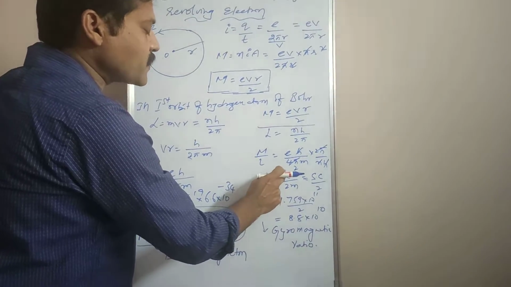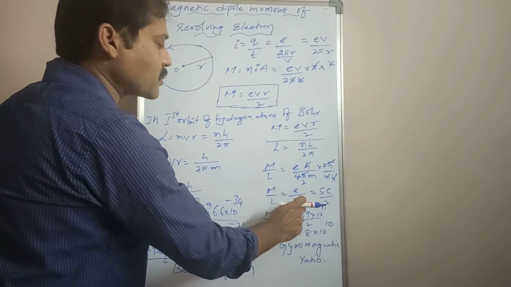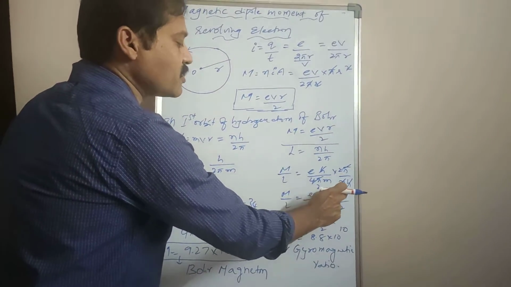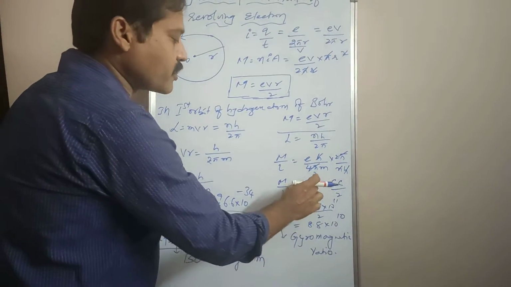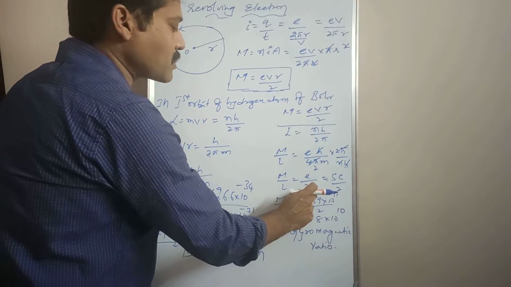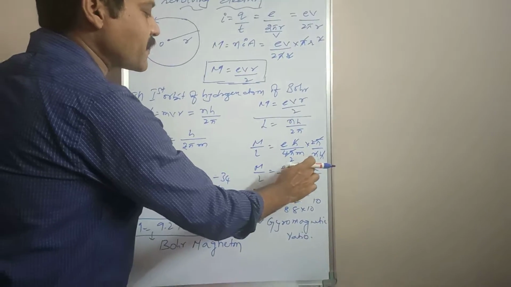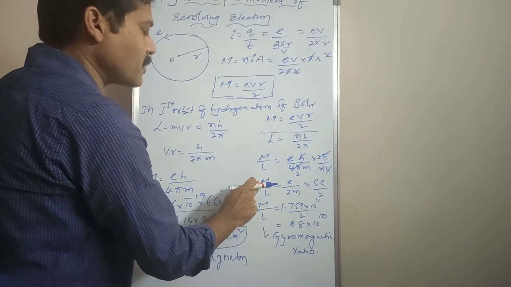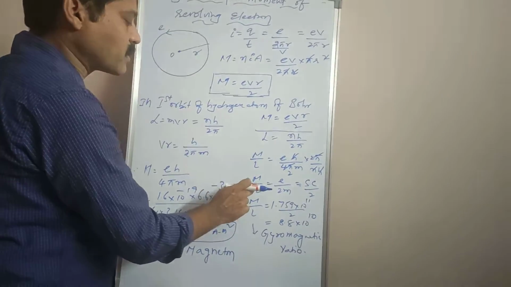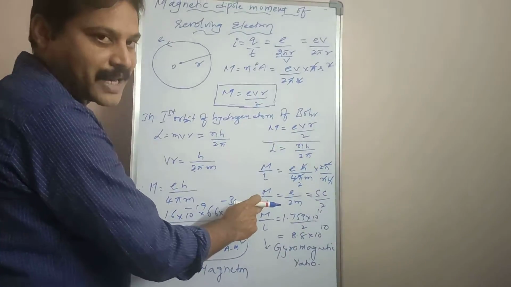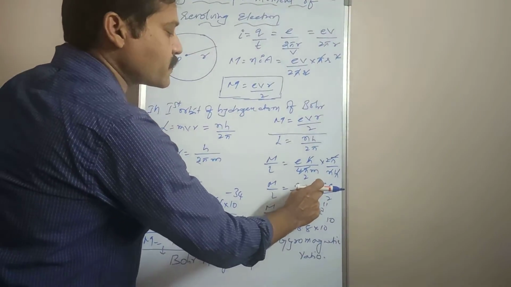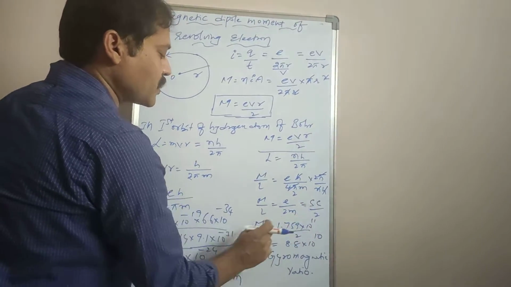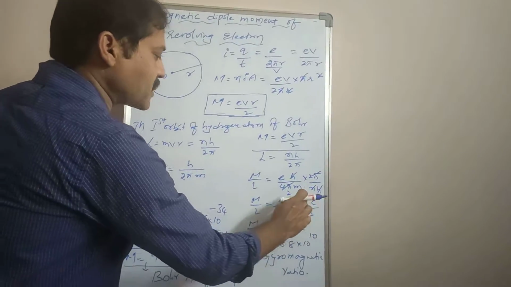The ratio of the charge of the electron to the mass of the electron is called the specific charge of the electron. So M by L, that is the ratio of the magnetic dipole moment of the revolving electron to its angular momentum, is equal to the specific charge by 2.